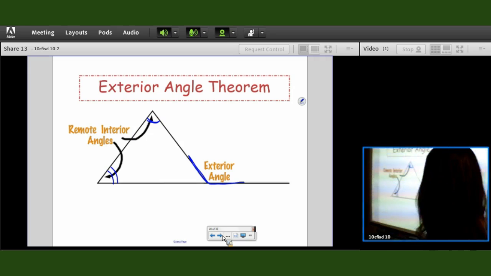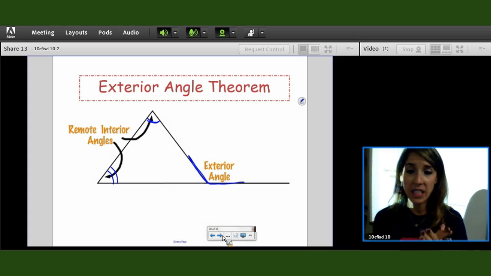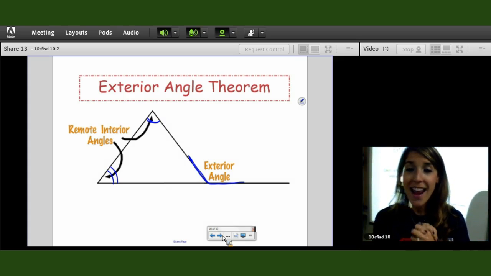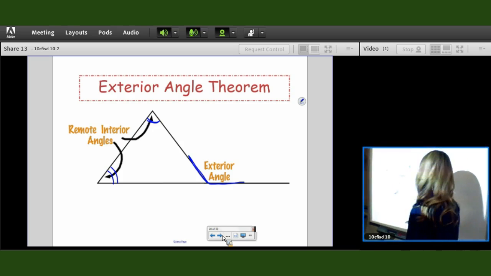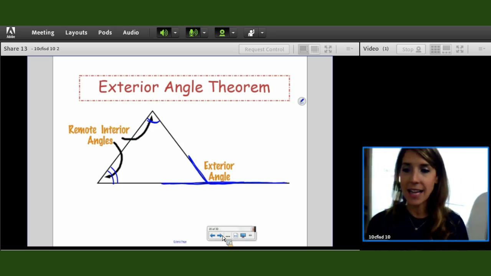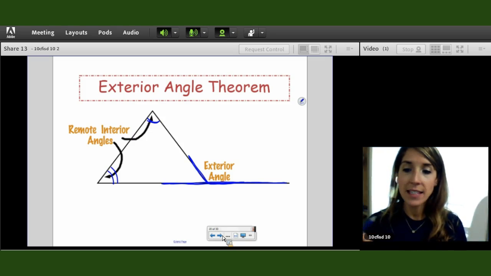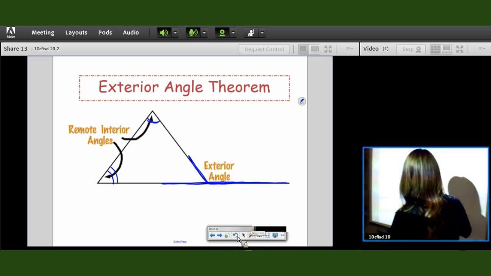Our exterior angle is, of course, an angle that is outside the triangle. But I want to be more specific than that. An exterior angle is formed when you extend a line. Extend a side of the triangle, rather. I'm sorry. I want you to think of exterior means I extend a side. Because here's what people accidentally start doing.